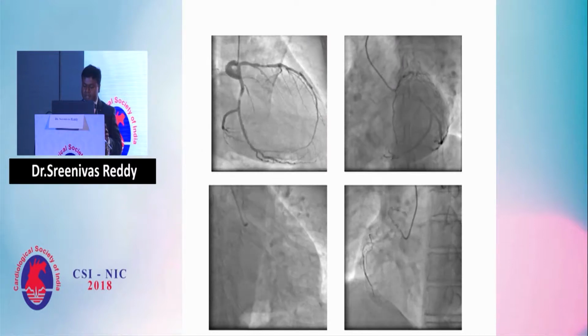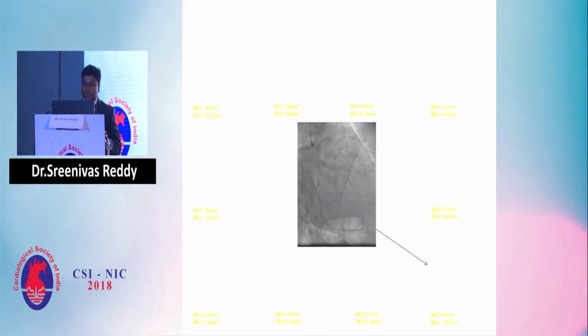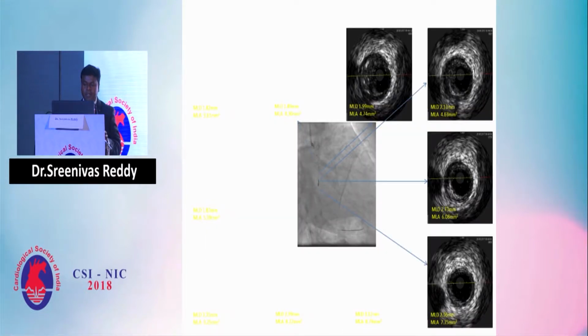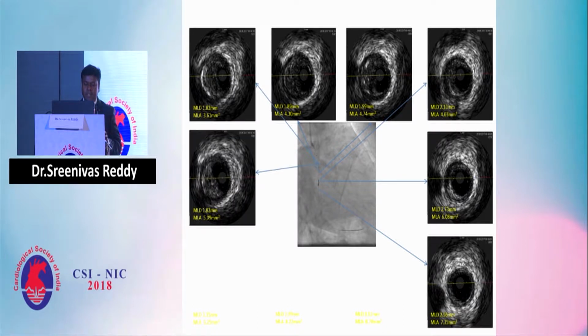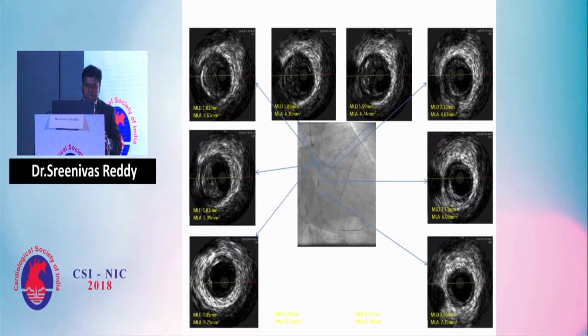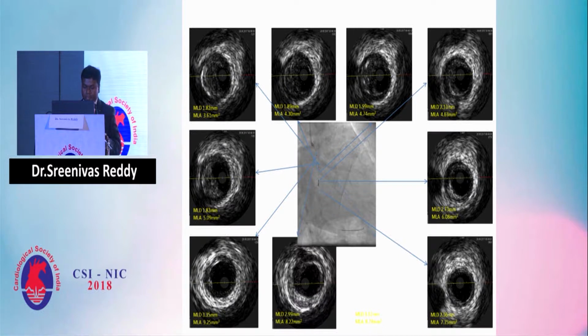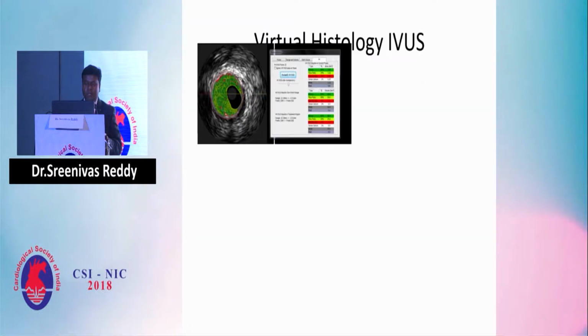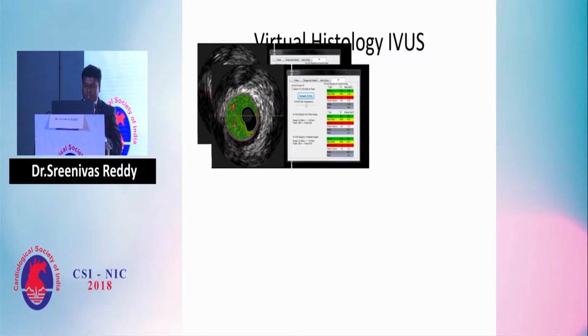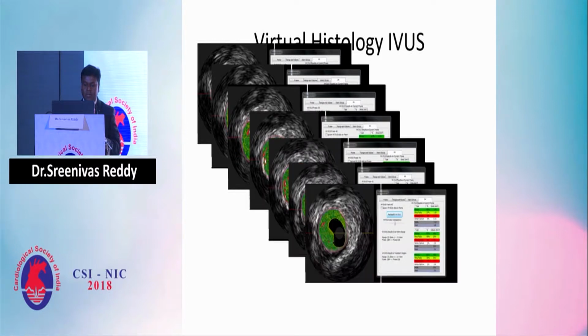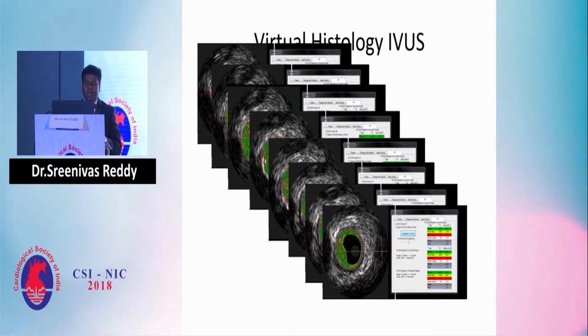So there is a discrete lesion here. Look at the IVUS findings. Here again there is a plaque which has the same intensity as the adventitia, so it's a fibrous type of plaque. Look at the virtual histology. Virtual histology tells you whether it is fibrous, fibrolipid, red color is the necrotic core, or the dense calcium. So here it's predominantly a fibrous type of plaque.